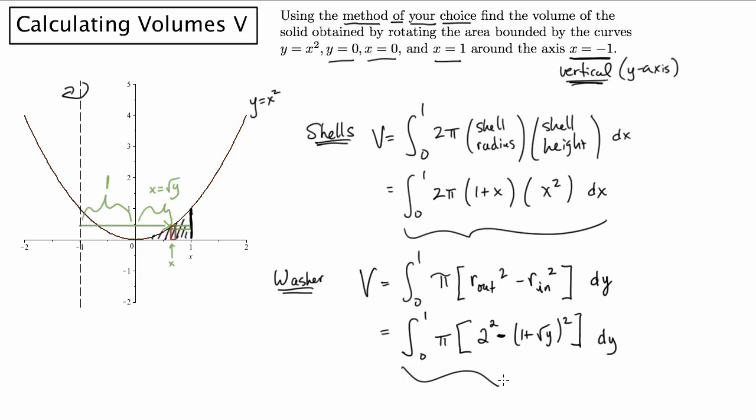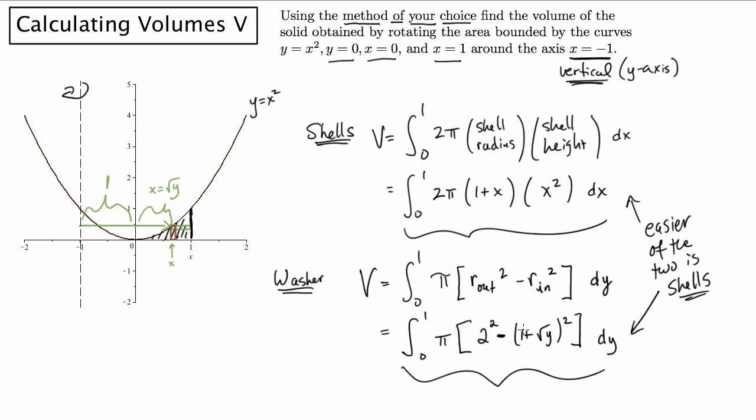So looking at these, I would say Shell's method is definitely the easier of the two. When you start to compare the two, setting them up is about the same difficulty, so it's not that much more difficult to set up the washer problem than it is the shells problem. But the shells problem is much easier to integrate. If you look at that, you don't have to worry about foiling this term out, and that makes it considerably easier to actually apply in this case if I wanted to find an answer.